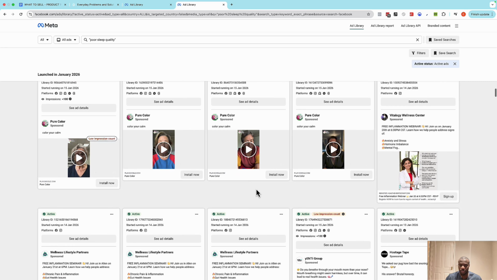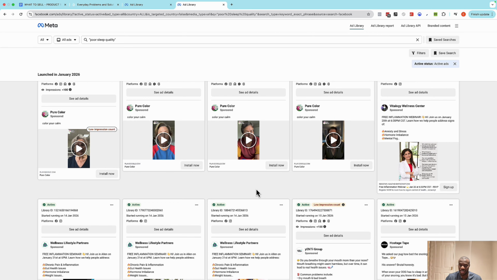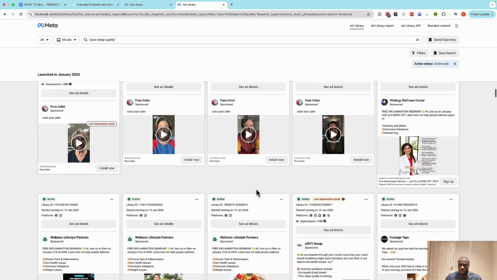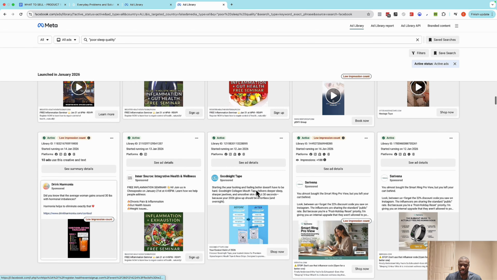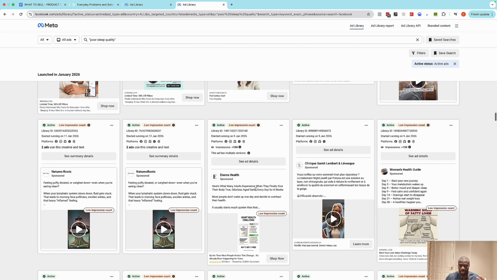So I'm going to stay away from supplements unless you are a veteran or you know exactly what you're doing, or you're reselling a supplement that is FDA approved. If not, I wouldn't go into supplements at this stage in my journey. So I'll just keep searching and see if we can find anything relatable, any everyday products.